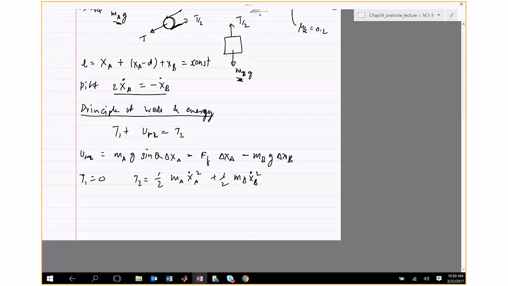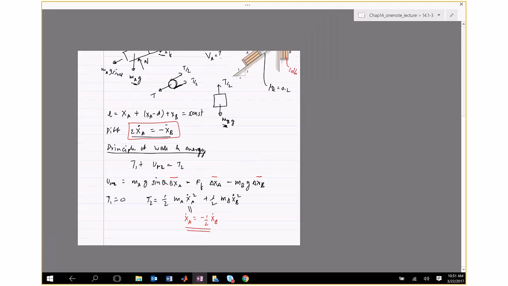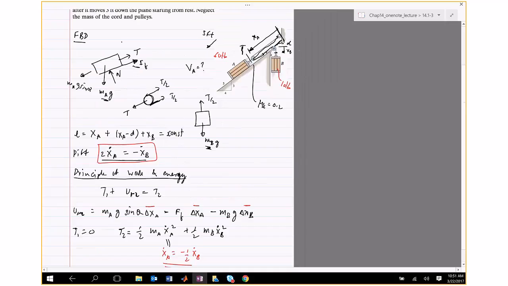What I'm only missing now is how do I write delta xA, delta xB? So it turns out that, if you look at this expression here, xA dot is half xB dot in magnitude. So you can write xA in terms of xB, and I have delta xA, delta xB. What I'm given is delta xA: you can see this 3 feet? I'm given delta xA is 3 feet. So delta xB is going to be 2 times delta xA with the negative sign. So it's going to be minus 6 feet. So you know delta xA and delta xB from this.